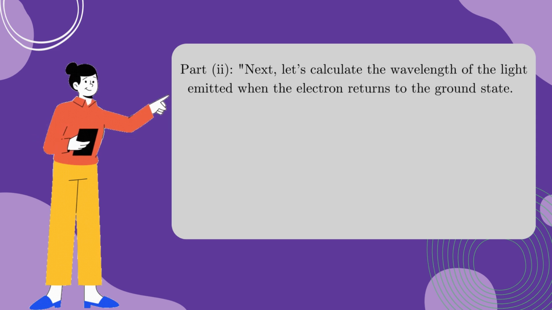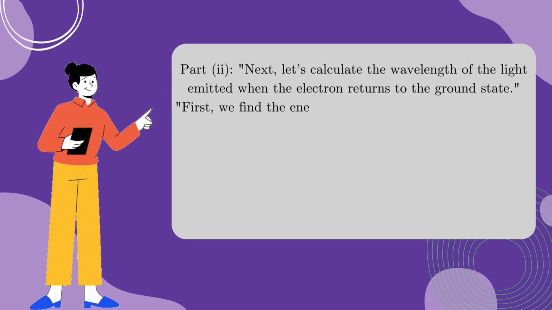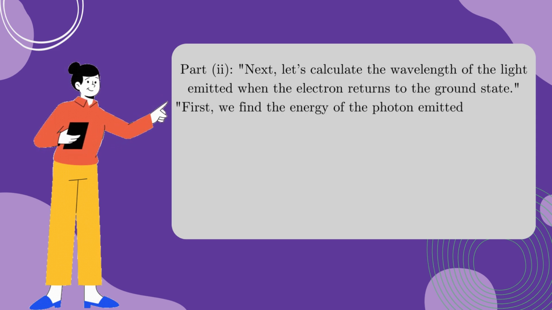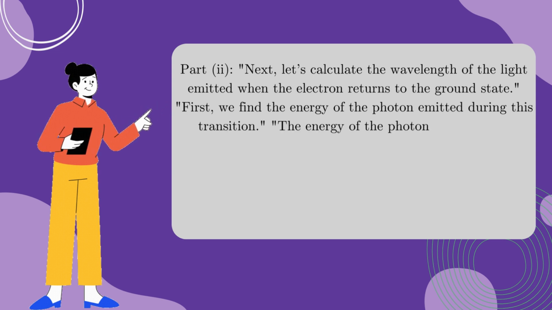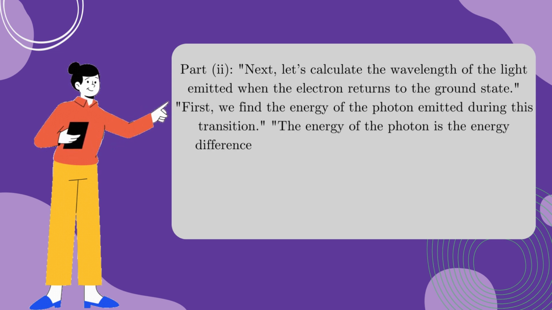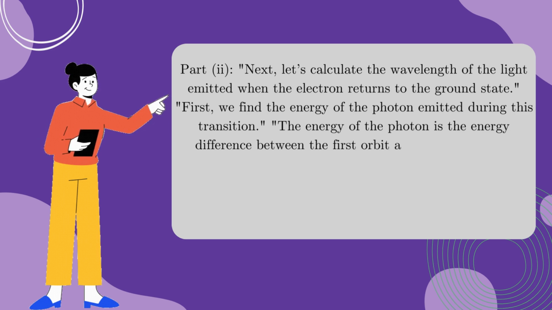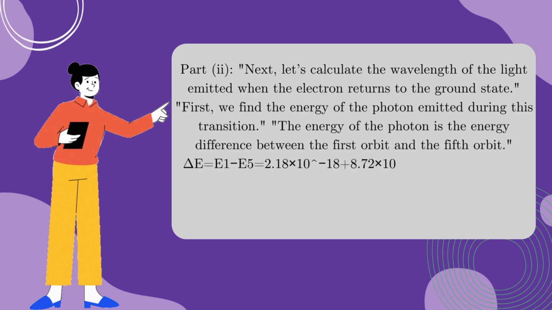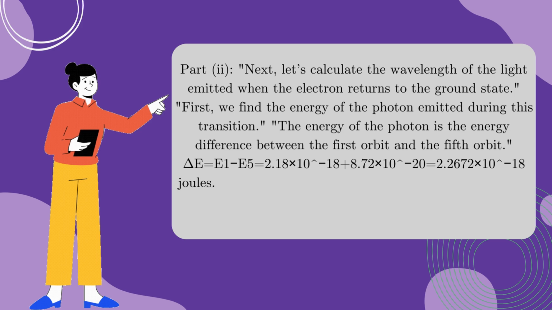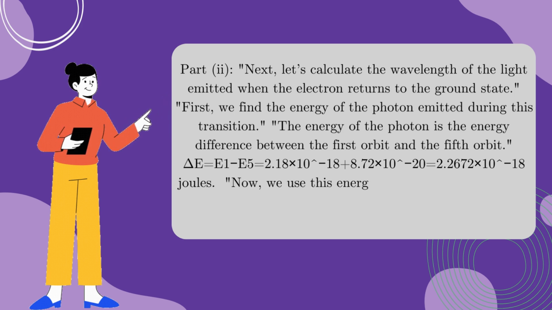Part II. Next, let's calculate the wavelength of the light emitted when the electron returns to the ground state. First, we find the energy of the photon emitted during this transition. The energy of the photon is the energy difference between the first orbit and the fifth orbit, E1 - E5, which is 2.18 × 10^-18 + 8.72 × 10^-20 = 2.2672 × 10^-18 joules.